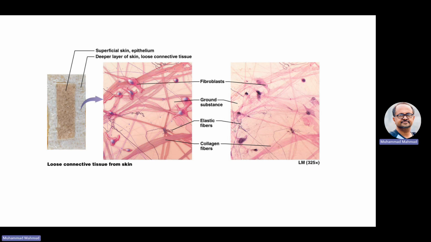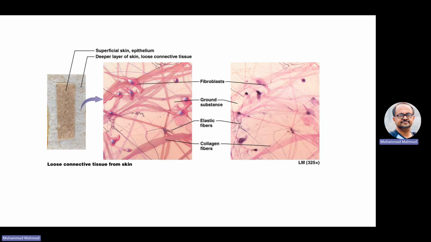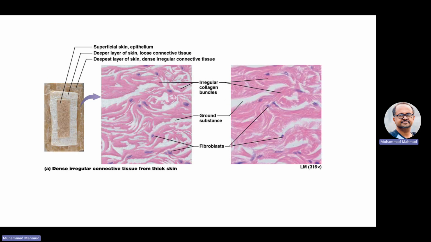Just under the skin epithelium, this type of loose connective tissue can be found. The opposite of loose will be dense. Dense irregular connective tissue is found in thick skin. You see, they are very dense in comparison to the previous one. That was the loose. This one is dense, and we see they have the ground substance, fibroblasts, but they are irregular collagen. That's the point, irregular.